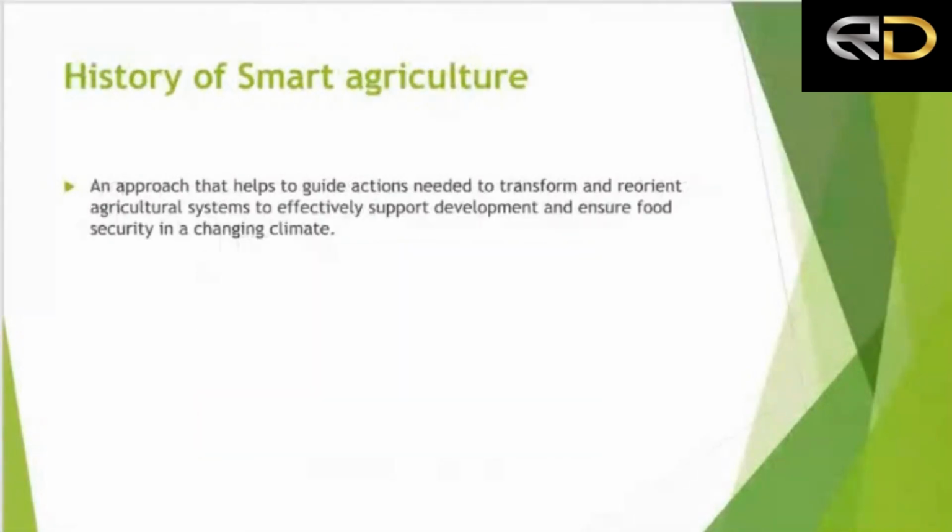Smart agriculture is an approach that helps us guide the actions needed to transform and reorient agricultural systems effectively, and it supports development and ensures food security in a changing climate. So it is one of the approaches where we can transform our actions, reorient agricultural systems, and effectively support development and ensure food security in a changing climate.